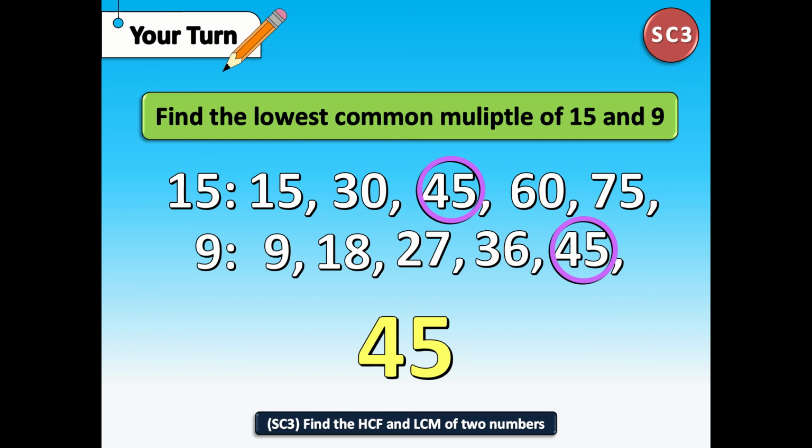Sometimes you might need to write out more than the first 5 multiples, but you just keep going until you get a number that's in both lists.